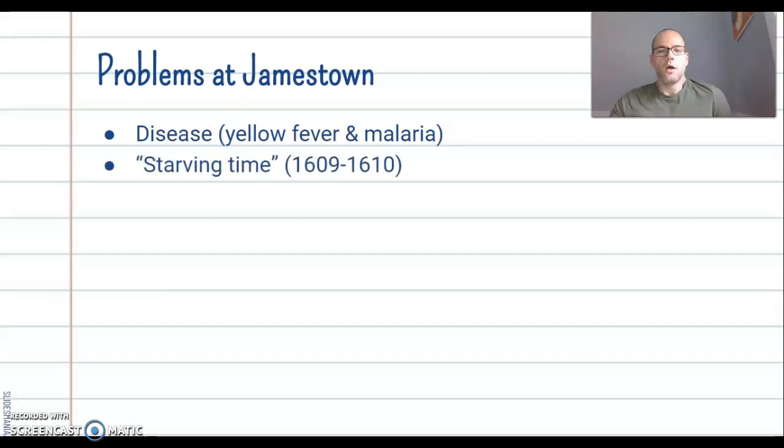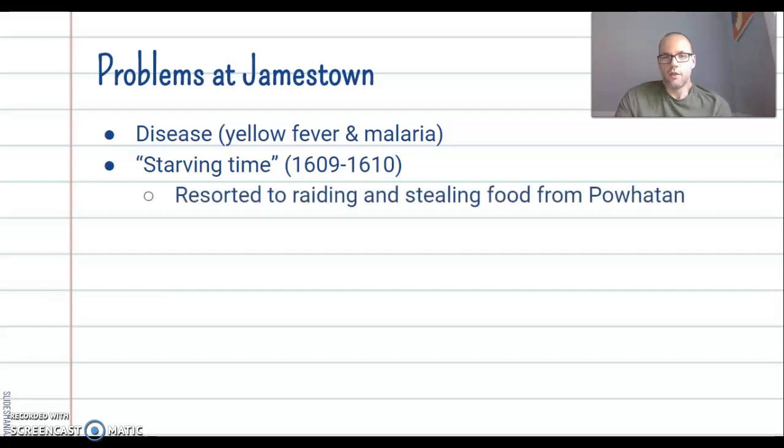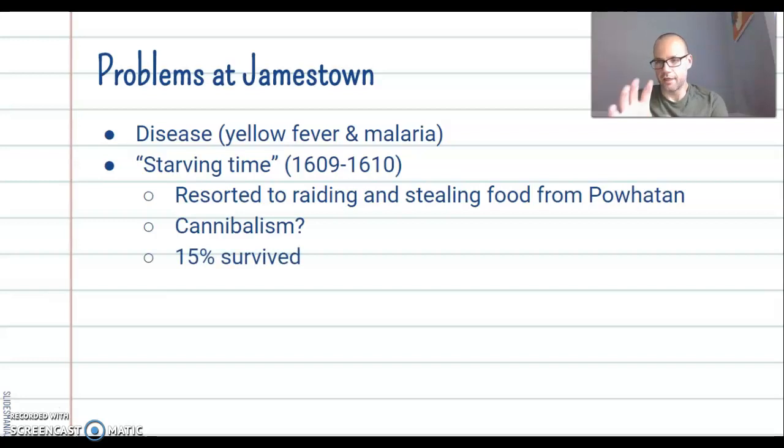All right, so it leads to this period of time called the starving time, which I'm pretty sure you could see coming a mile away, where there's just no food, and so these men resort to raiding and stealing food from the Powhatan, which is not a good idea, but it happens. There are some instances of cannibalism where one man kills his wife during the harsh winter and eats her, but again, it's an isolated experience. Only 15% of the total population of colonists wind up surviving because it's a horrible nightmare scenario: brutal winter, lack of water, lack of food.